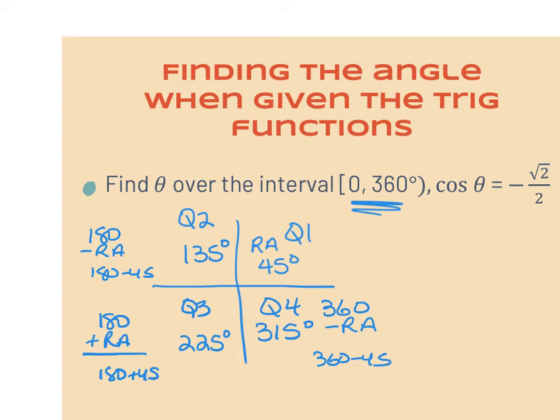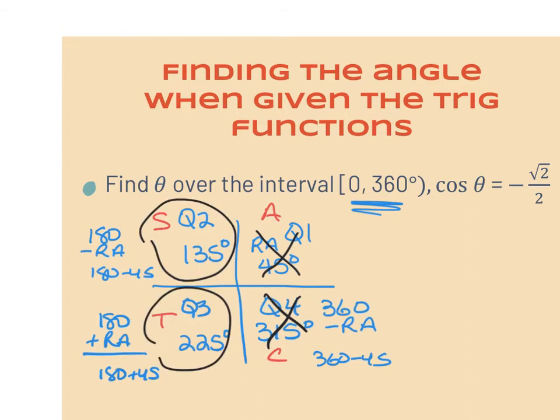So here, I need to figure out where cosine is negative. So this is where I'm going to use my All Students Take Calculus. I'm going to only look for where cosine is negative, and cosine is positive here and here. So the only place cosine's negative is at 135 and 225. So theta equals 135 and 225.